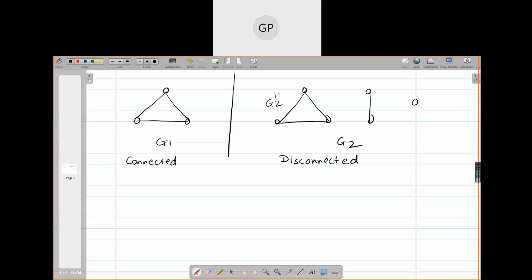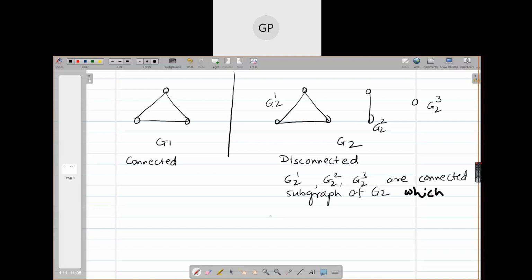And what you can see, there are different subgraphs of G2 which are connected themselves, right? Suppose I call this as G21, this as G22, this as G23. Then what you observe? G21, G22, G23 are connected subgraphs of G2, which are not subgraphs of each other. Do you understand this?